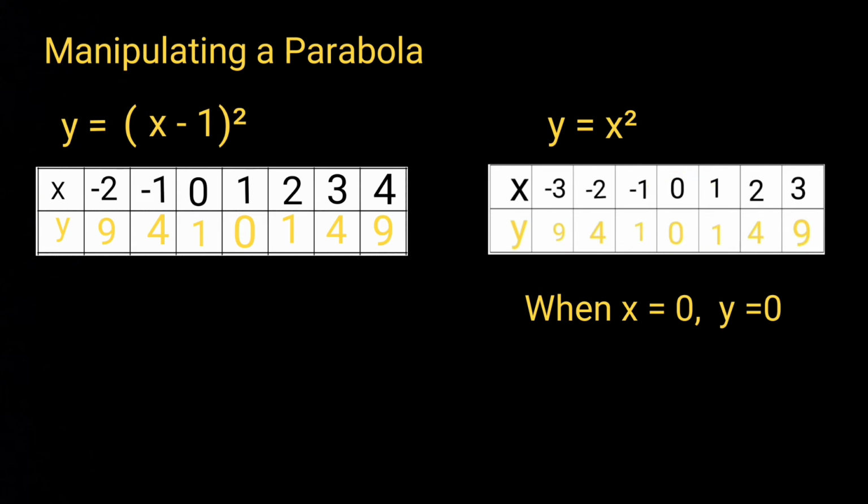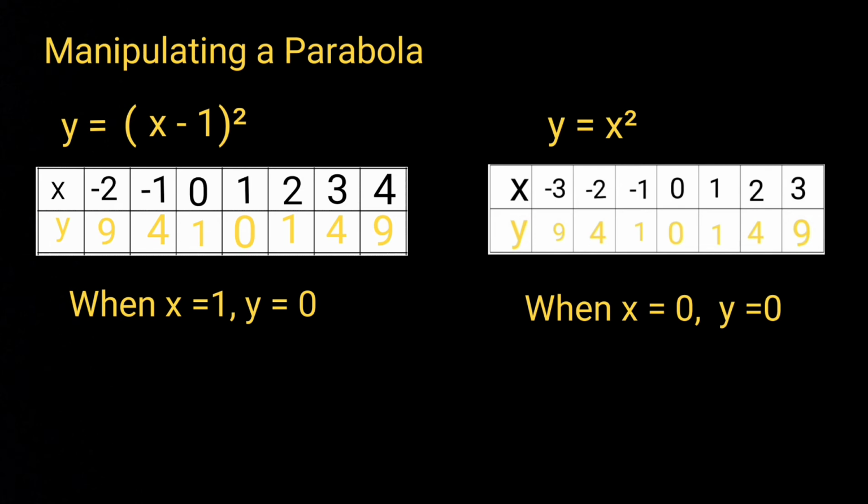However, in the y equals x minus 1 the whole squared function, the y value of 0 would be obtained from the x value of 1. This means that the y values obtained from the y equals x minus 1 the whole squared function are exactly the same as those of the y equals x squared function, with the only difference being that the x value giving these same y values would always be 1 unit bigger than the x value of the x squared function.